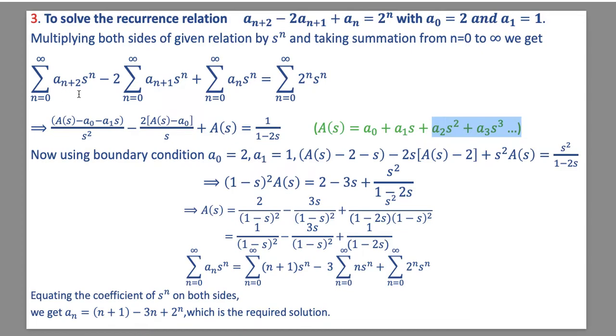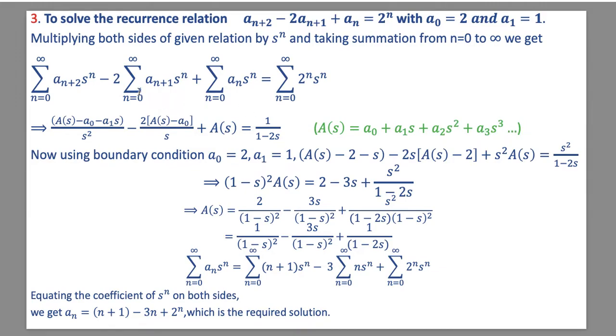Understand this step clearly, because for n equal to 0 we have a2 plus, because s raised to 0 is 1, so a2 plus a3 s and so on, but here it should be s square and here it is s cube in place of s. So we have multiplied each term by s square and divided each term by s square to get this series. So in that case it will be f(s) minus a naught minus a1 s upon s square.